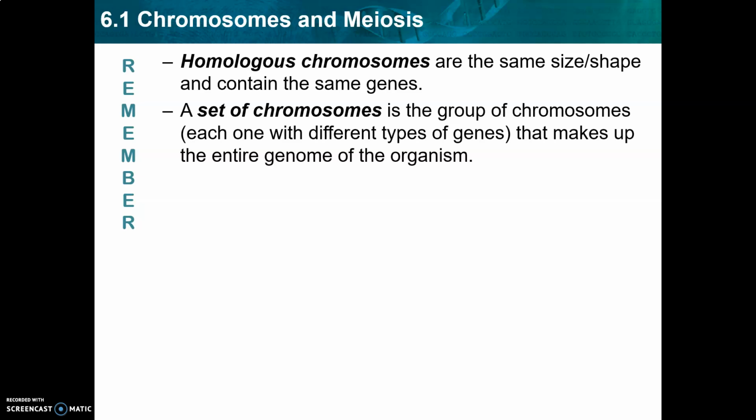A set of chromosomes is the entire group of chromosomes that make up the genome of the organism. And the genome of the organism is just all of its genetic material. Essentially, if we were to list every single gene that an organism needs to survive, a set of chromosomes would be all of the chromosomes that you would need to pull together to represent all of those genes that makes the organism what it is.